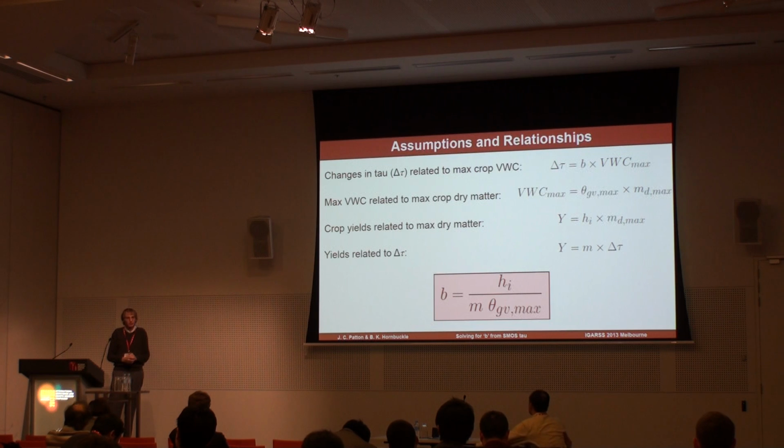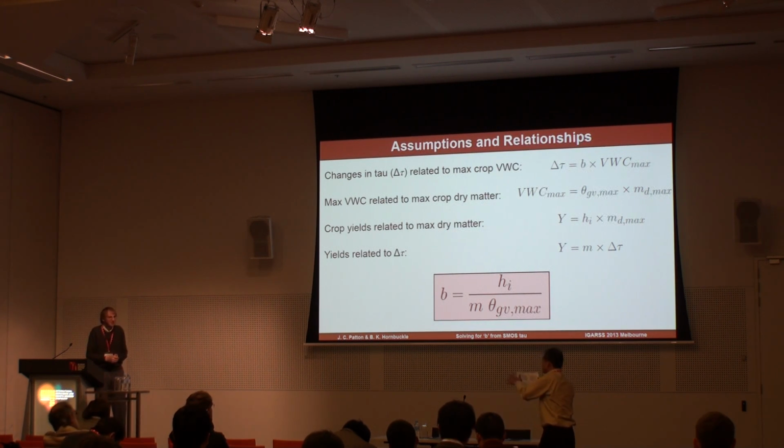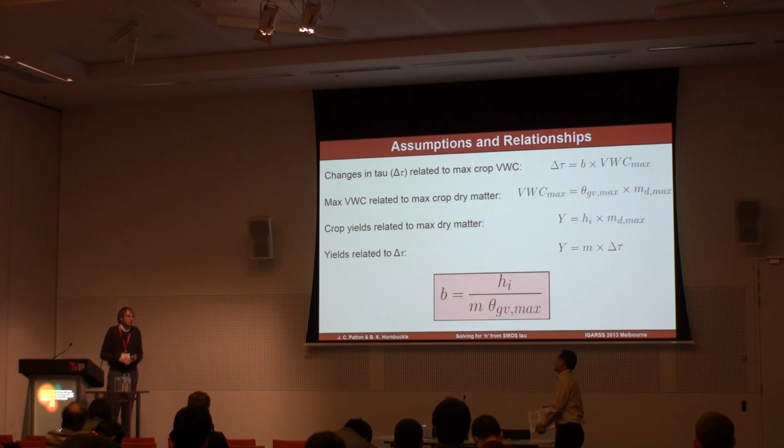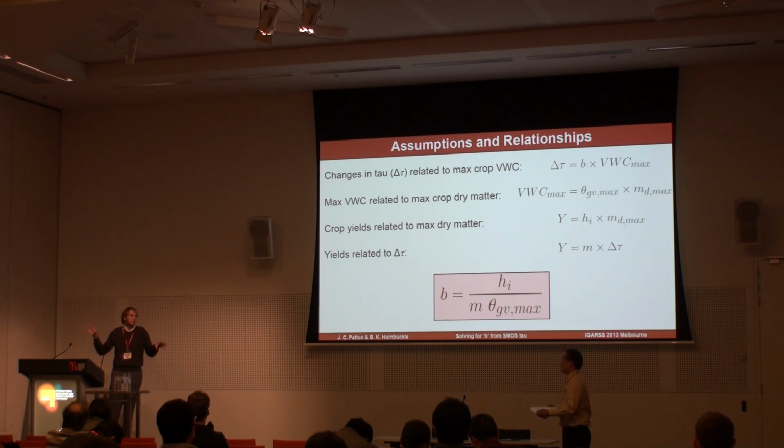Does that answer the question? Yeah, I understand. In that case, you need total biomass. Right. It's going to get the yield. Well, that's what the harvest index is supposed to give you. It's supposed to go from yield to the total biomass.